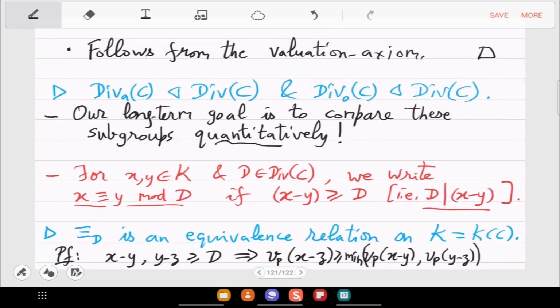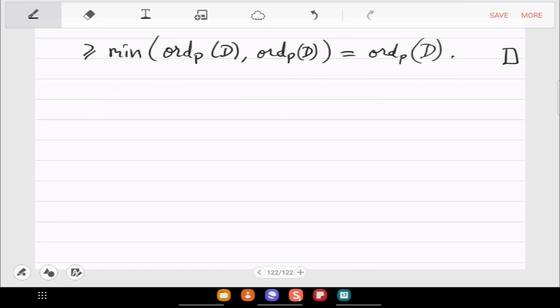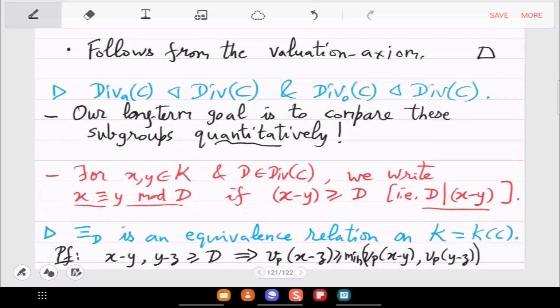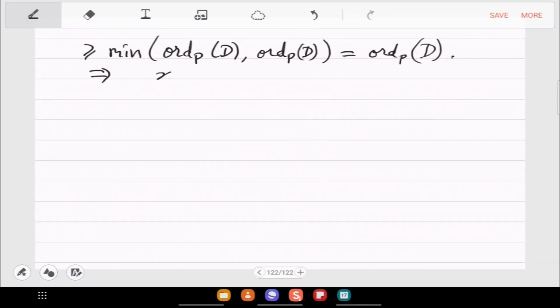Basically the valuation of x minus y is lower bounded by the order in the divisor D, and the same thing is true also for y minus z. So hence the minimum will be lower bounded by the order of D with respect to P, which then means, since it is true for all the points, that x minus z is greater than or equal to D. Okay, so that's the second axiom of valuation.